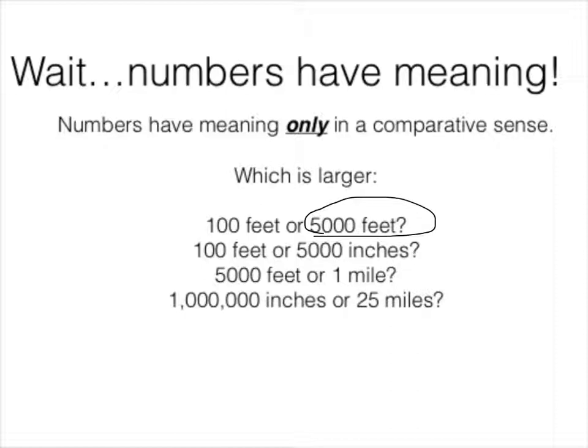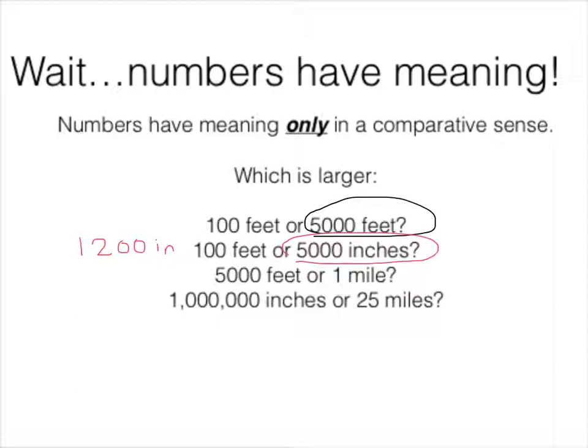All right, welcome back. Hopefully, let's look at these. Which ones have you chosen? Between 100 feet and 5,000 inches, the larger distance is the 5,000 inches. Because 100 feet, well, we have to have the same units. 100 feet would be 1,200 inches. And so, clearly, 5,000 inches is a larger distance.